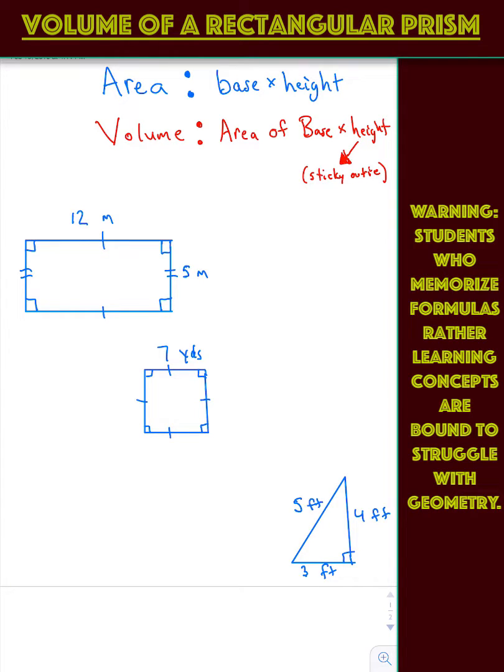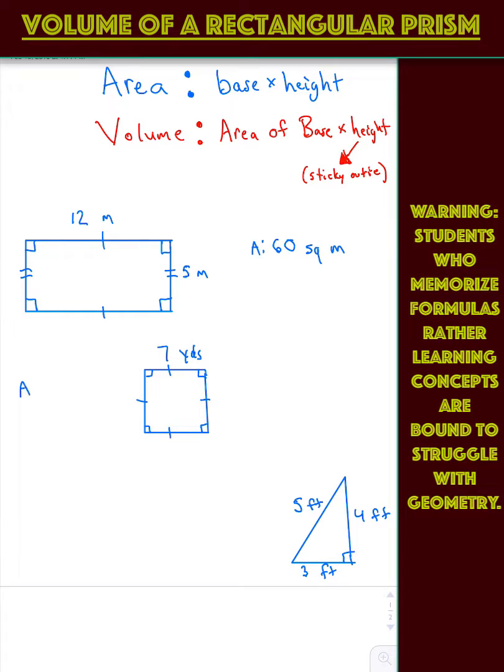What I do see some students do in middle school math is try to memorize 1,000 different formulas rather than understand the concept of area and volume. There are formulas that go along with these, but I'm going to work on us understanding the concept. So the area in this case, we said, is the base times the height. The base is 12 and the height is 5. So the area of this rectangle is 12 times 5, or 60 square meters.